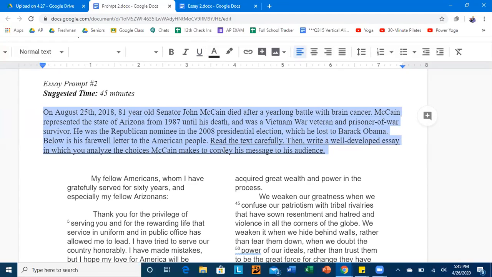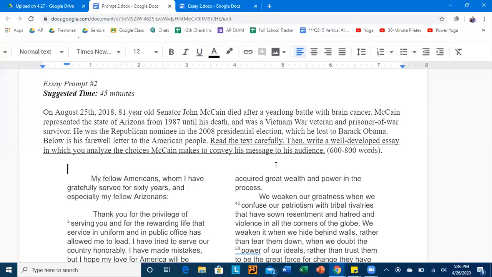Now, what you're supposed to do. Read the text carefully, then write a well-developed essay, typically three to four paragraphs, in which you analyze the choices McCain makes to convey his message to his audience. I'm going to write in here 600 to 800 words. That usually wouldn't matter, but sometimes if you write too little, it means you probably haven't explored your analysis as much. So I want you to keep the word count in mind in that respect.